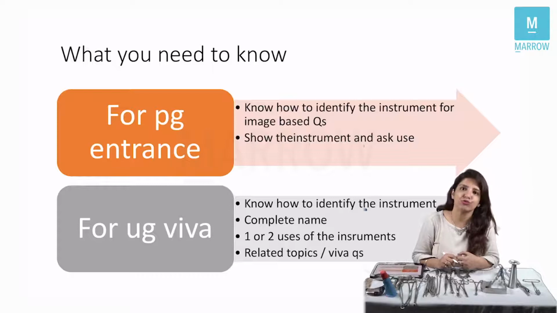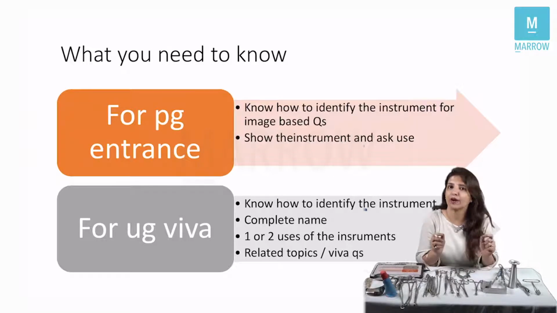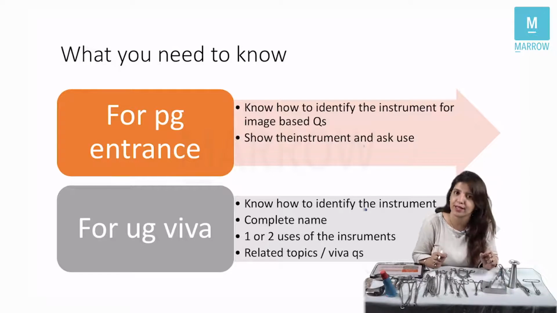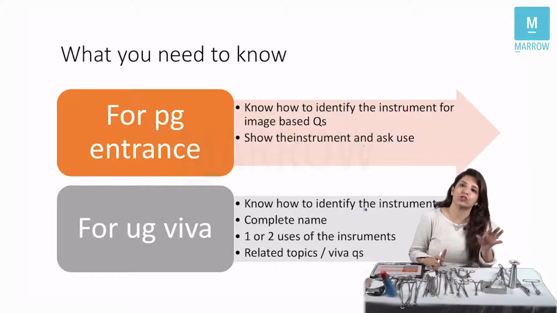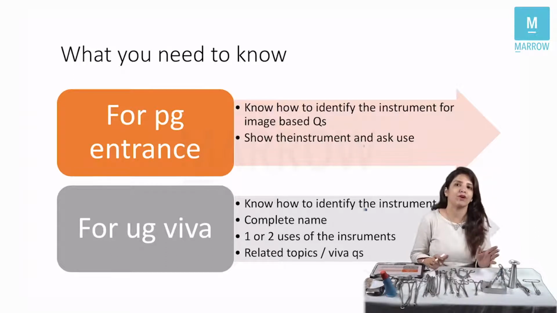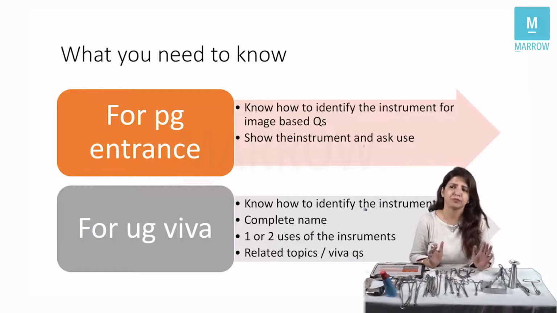Now, what about the final year students? See, final year students, you will be given an instrument in your hand in your Viva to recognize it. So you should know how to recognize the instrument. Number two, again, you should know at least two uses of each of the instruments. And you should also have knowledge about the related topics, right? Because your Viva can go to related topics.